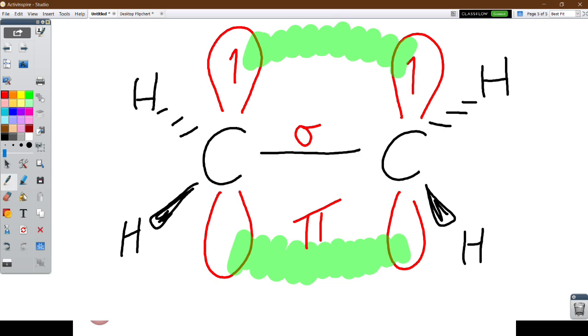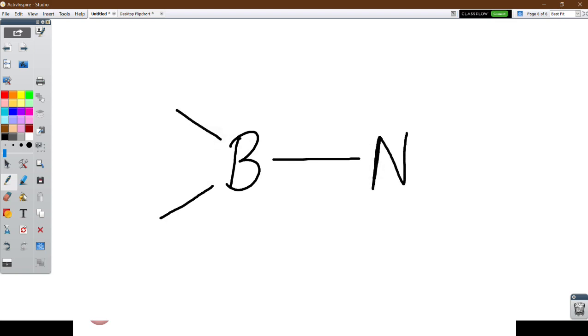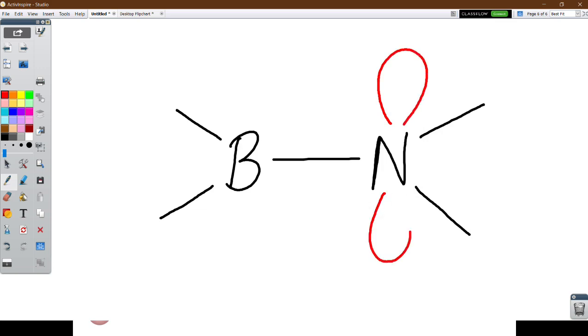Now, the bonding in boron nitride is similar but slightly different to this. So let's think about the boron. It's going to form 3 covalent bonds because that's all it can do. It's in group 3. And nitrogen will also form 3 covalent bonds, but nitrogen has a lone pair of electrons, which it's not using for bonding at the moment. And boron has an empty p orbital. If you remember our work on electron arrangements in our earlier video, boron is electron deficient.